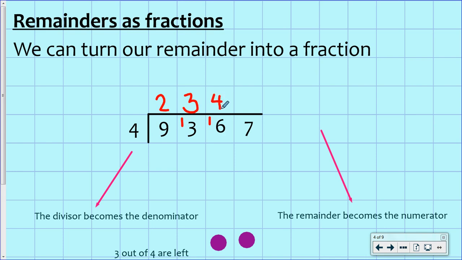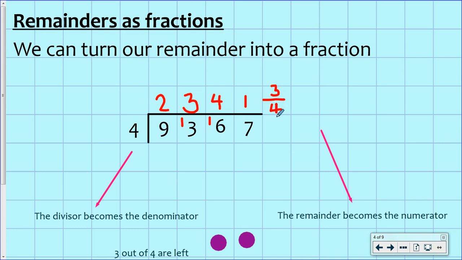No exchanges needed. 7 divided by 4. 4, 8. Oh, 8's too many. Okay, so I can get 1 full group of 4, but I still have 3 left over. Now, this time, rather than writing remainder 3, as I said, we're going to change it to a fraction. So the remainder becomes your numerator, your top number in your fraction, and then your divisor, whatever number you've been dividing by, that's just going to become your denominator.